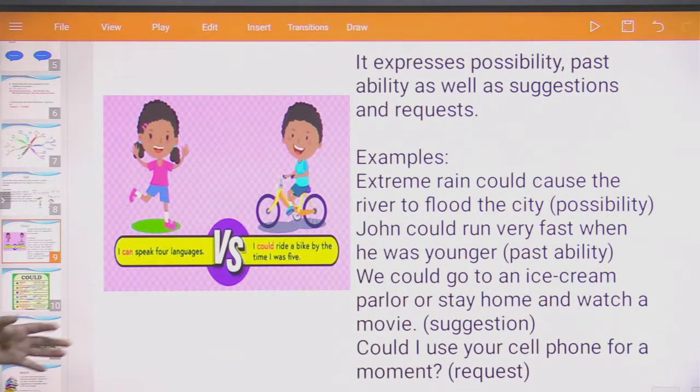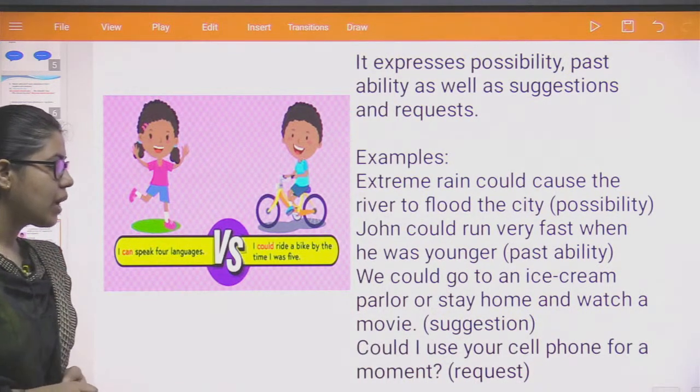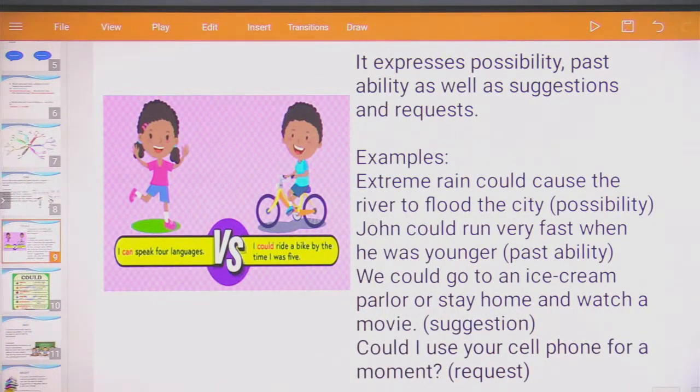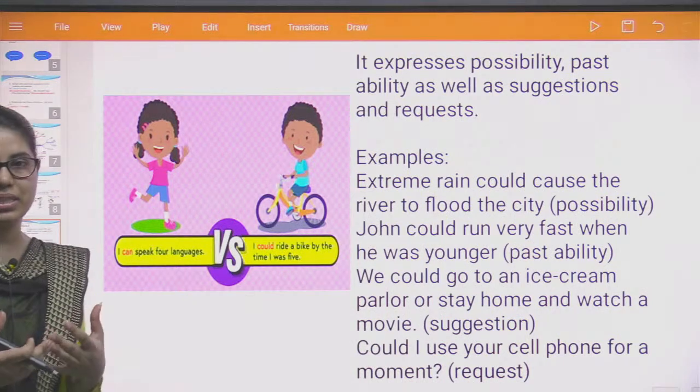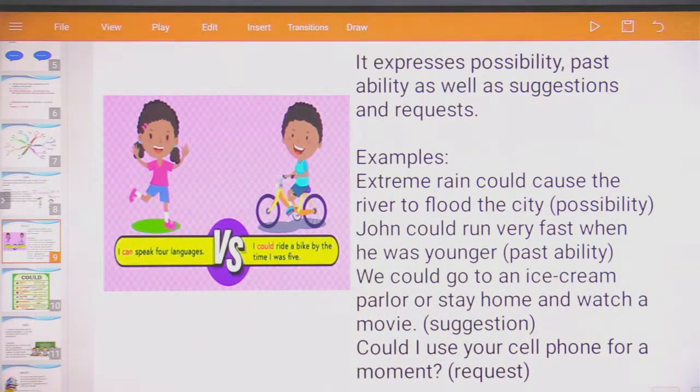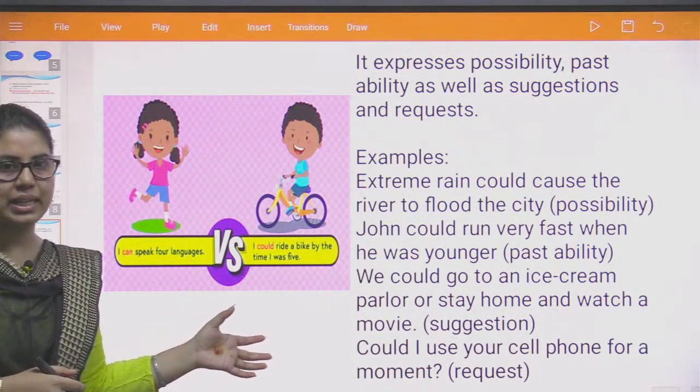Now next and last we have here, could I use your cell phone for a moment? So you are making a request to someone, could I use your cell phone? To ask to take someone's request also, could I use your cell phone for a moment? You can use this in your daily life, students, like could I take your phone? Could I take your bottle? Could I take your pen? These sentences you can use as request sentences.